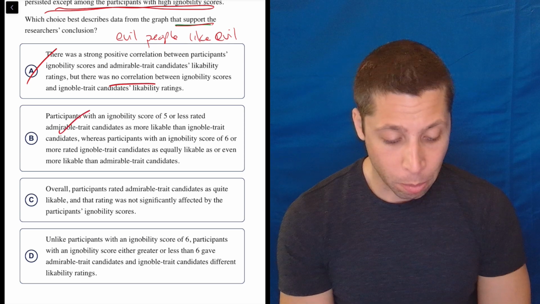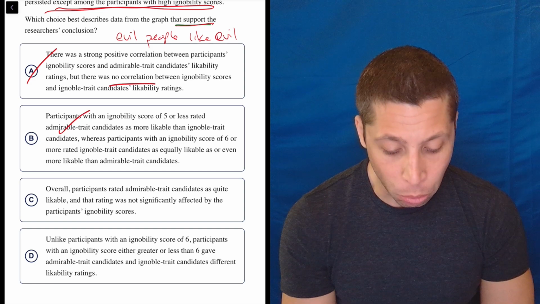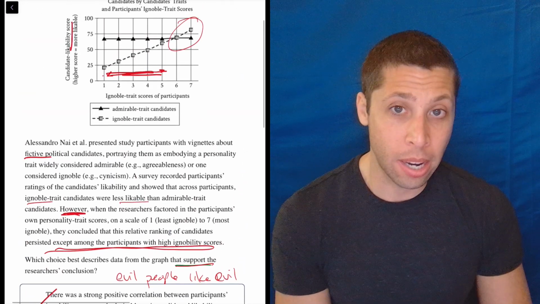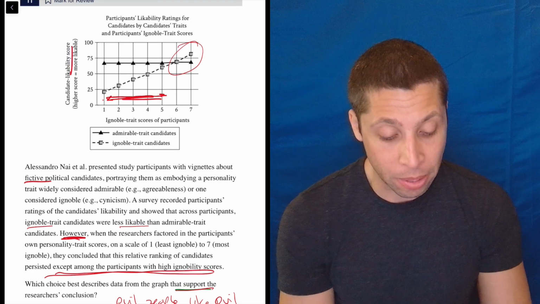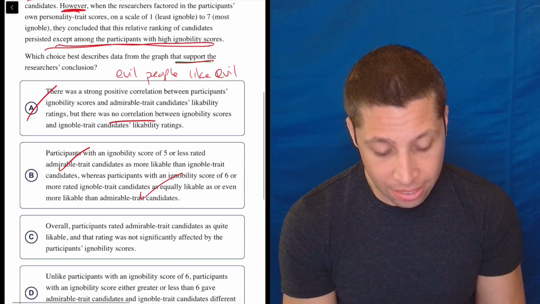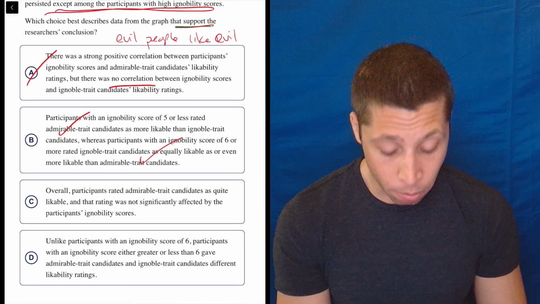Whereas participants with an ignobility score of 6 or more rated ignoble trait candidates as equally likable or even as more likable than admirable trait candidates. Yeah, that's a very wordy choice, but it's saying the right thing, right? It means that when we get to 6 or 7, it flips, which is kind of what we said. And so that seems good. Both pieces of that seem okay. We still have to look at C and D though.